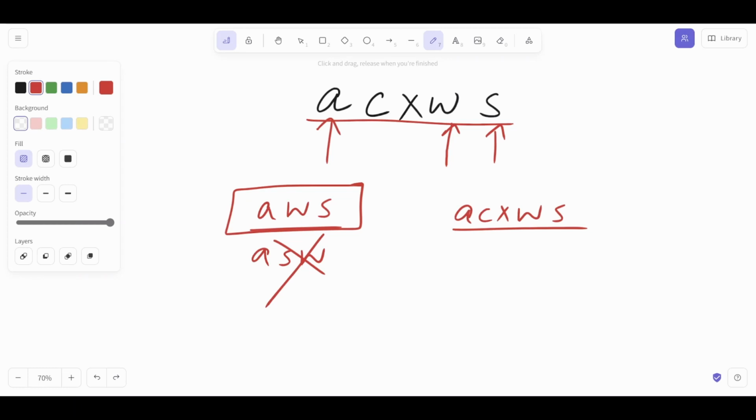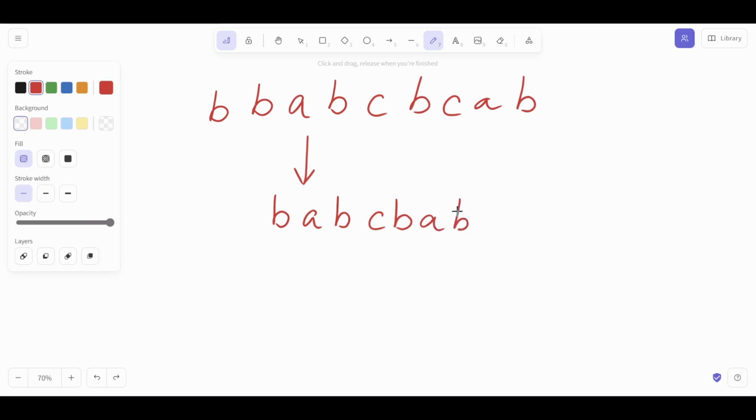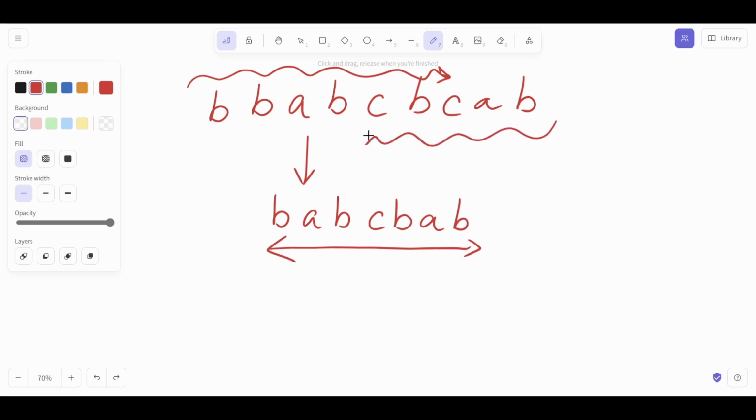So how can we find the longest palindromic subsequence for a given string? Let's see. If a subsequence is a palindrome, it means it is a subsequence of the reverse of the original string as well. What I mean is, this is our string and we know that BAB is a subsequence for this string. And since it is a palindrome, if we go in this direction, then we can find this subsequence, and if we go in this direction also, we can find this subsequence. So doesn't it mean that it is a common subsequence of the given string and its reverse?